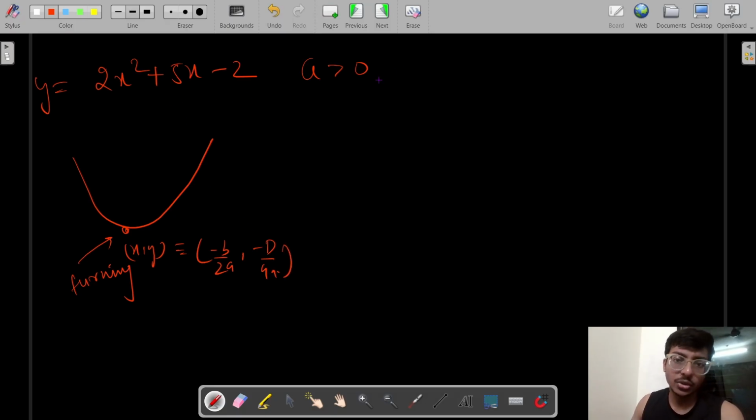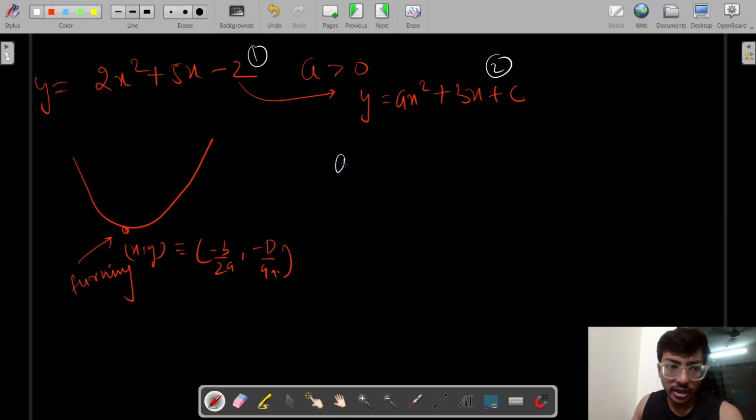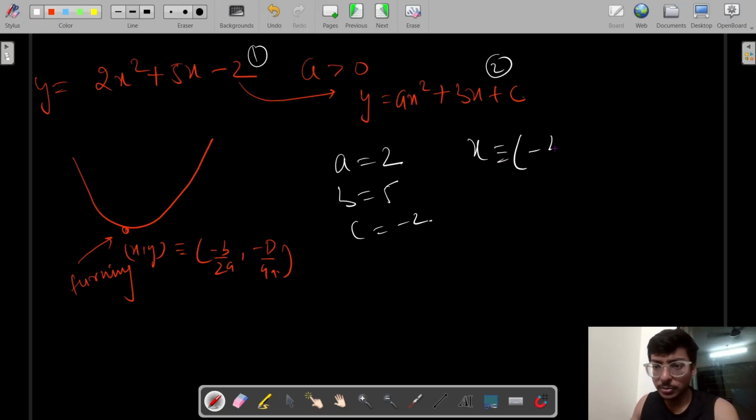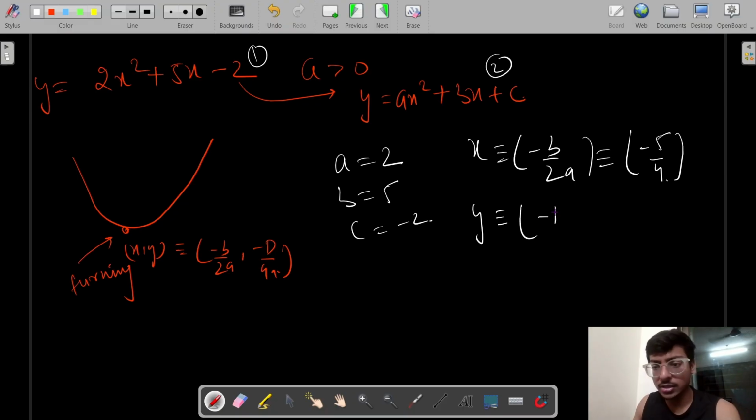So let me compare this equation with the standard quadratic equation, that is y equals ax squared plus bx plus c. If I compare these two equations, my a will be equal to 2, my b is equal to 5, and my c is equal to minus 2, right? So if I calculate my x coordinate, it comes out to be minus b by 2a, which is minus 5 by 4, right?